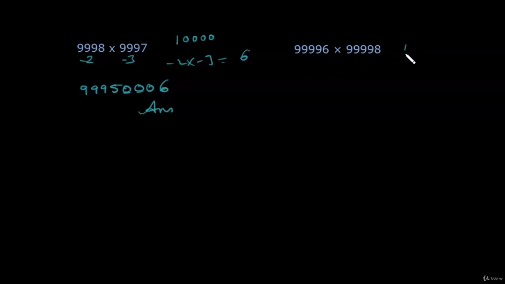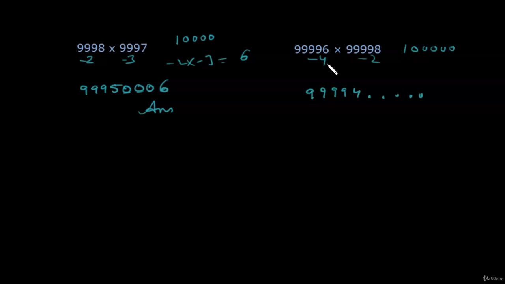For this, because this is a 5-digit number, the base is 5 zeros after 1. Now this is 4 less than the base and this is 2 less than the base. So we can write the first part of the number either by subtracting 2 from this number or 4 from the second number. So if we subtract 2 from this number, we get 99994.